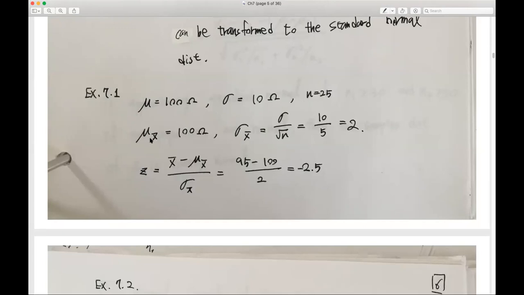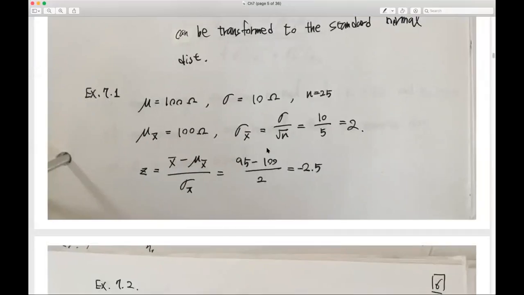Now mu sub X bar is the mean of the sample mean, sorry. The mean of the sample mean is also 100. And in 7.1, the problem assumes that the population is normally distributed.